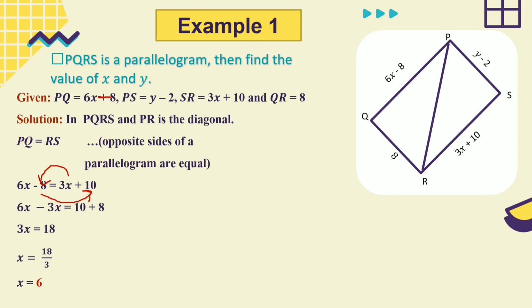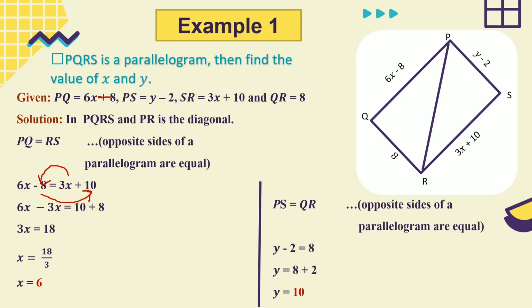Alright. Now to find the value of y, we will take PS is equal to QR. Opposite sides of a parallelogram are equal. PS is y minus 2 and QR is 8. So 2 will be transposed. So y is equal to 8 plus 2, that is y is equal to 10. So our solution is x is equal to 6 and y is equal to 10. Clear?